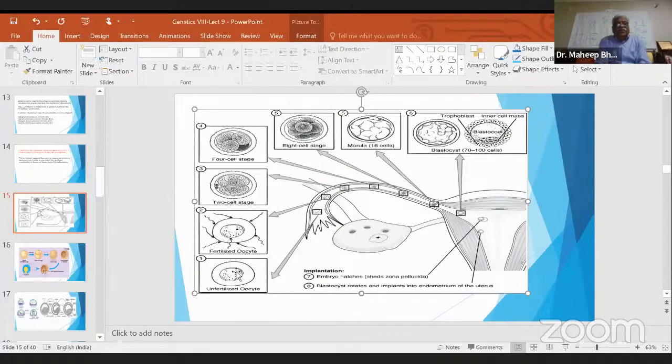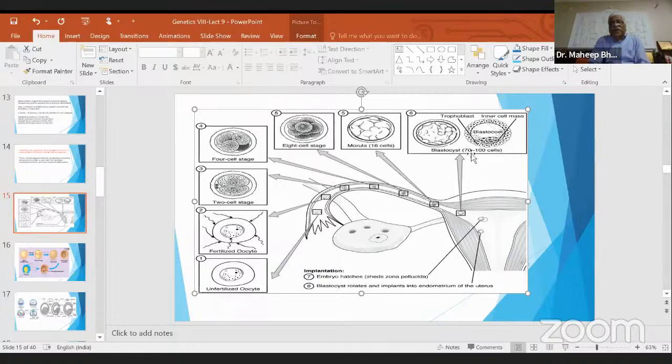So from one single cell, by the formation of a large number of cells due to division, a morula is formed, which is a ball of a large number of cells. And then there is a stage where these cells differentiate into large cells and small cells. This stage is known as a blastocyst, and the cells are known as blastocyst cells, which are present in the blastocyst. Now, this structure is known as a blastocoel.